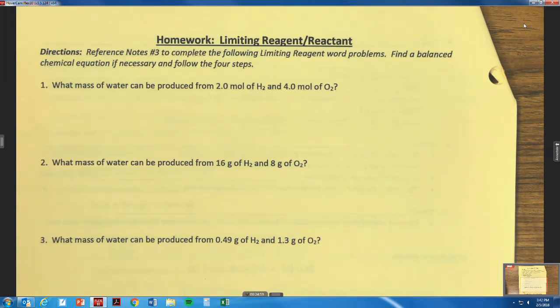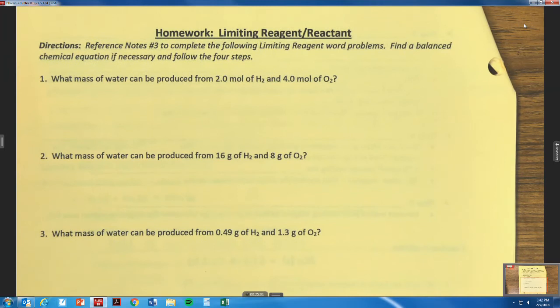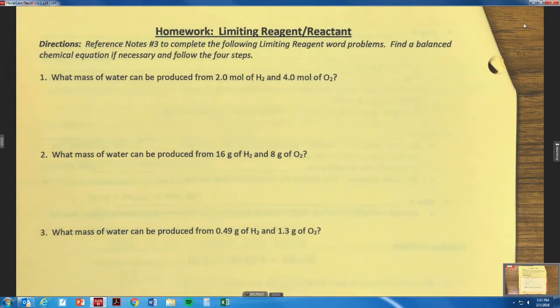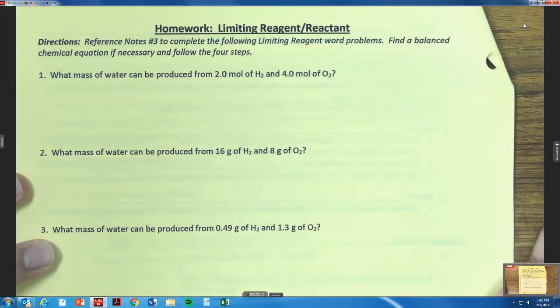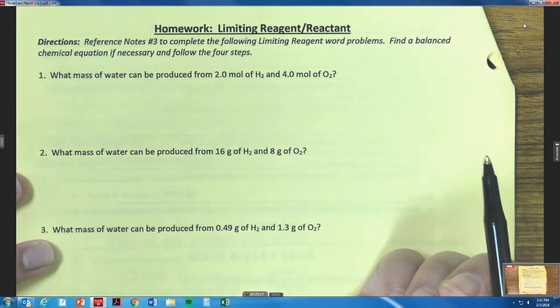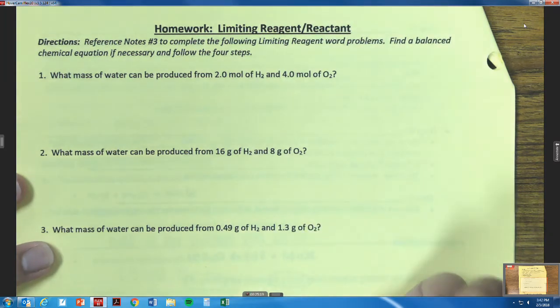Find a balanced chemical equation if necessary, and follow the 4 steps. Okay, so number 1, what mass of water can be produced from 2 moles of hydrogen and 4 moles of oxygen? So of course your first step is going to be write a balanced equation since you weren't given one.